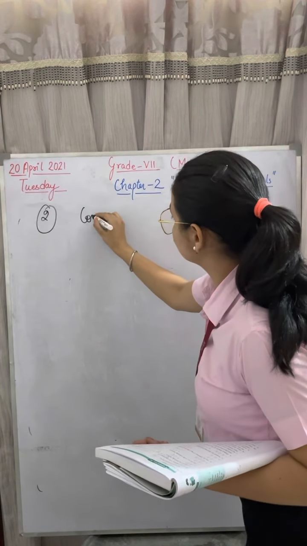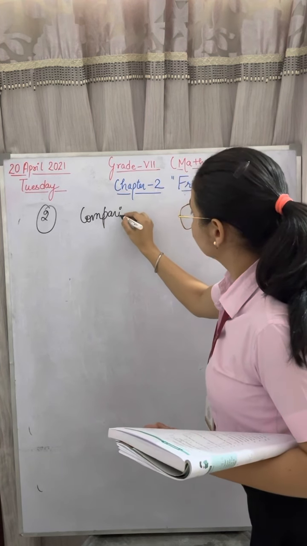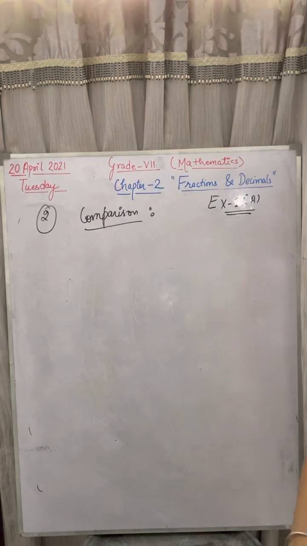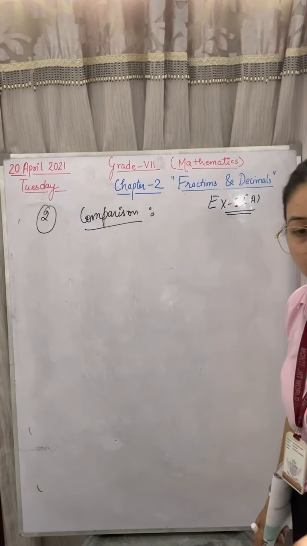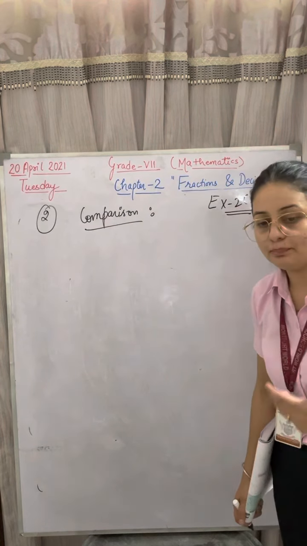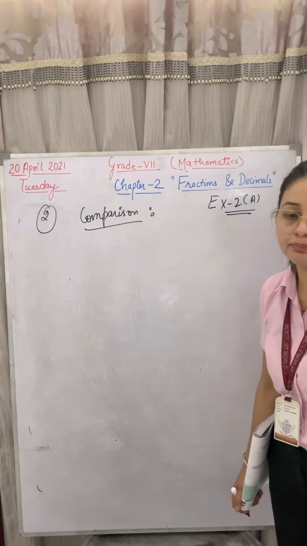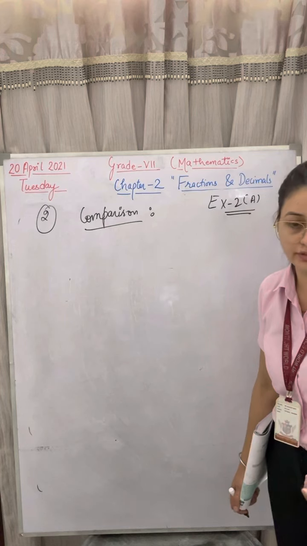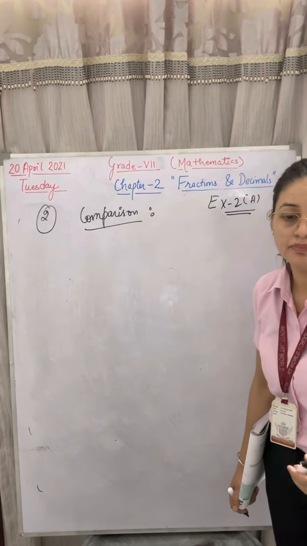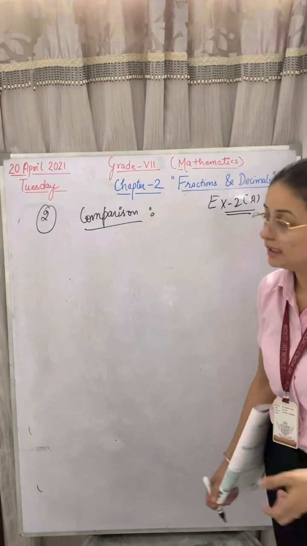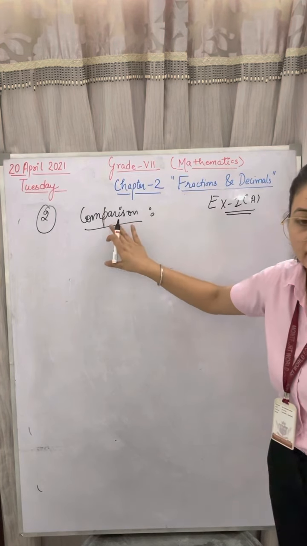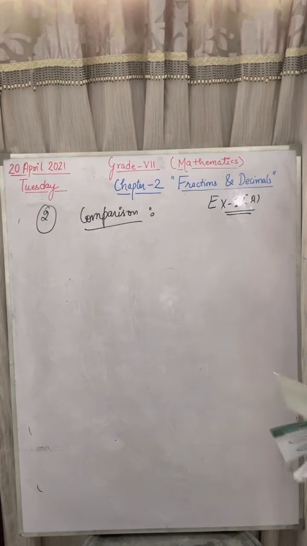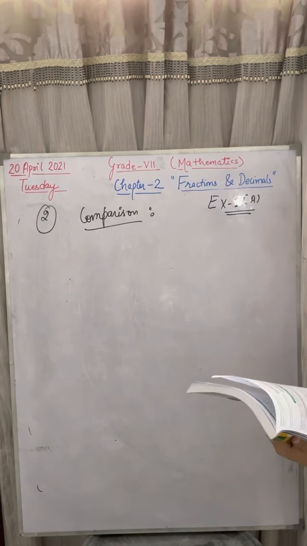The second question is based upon comparison. Comparison is a very important concept of fraction. Whenever you are preparing for any Olympiad or any paper, or after school when you go for an entrance exam for your further studies, this comparison of fraction is a very, very important concept. Suppose I give you some example, then you will be able to understand.